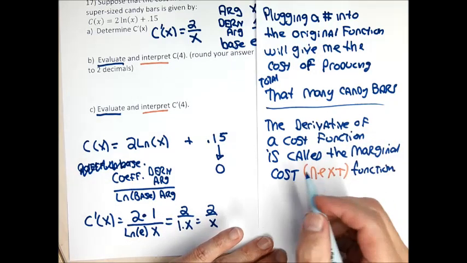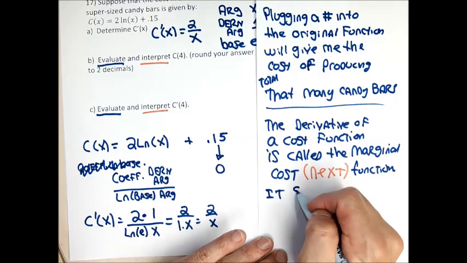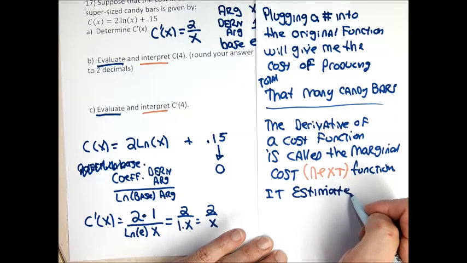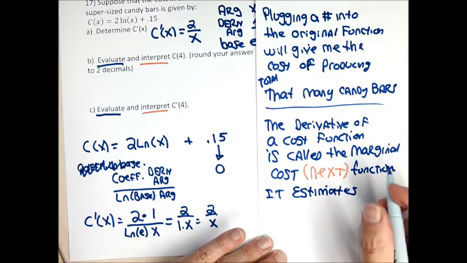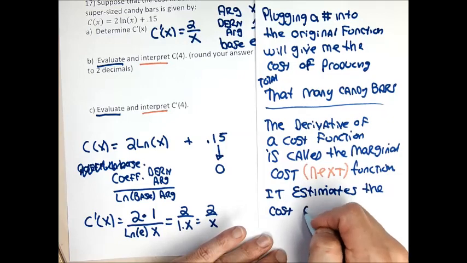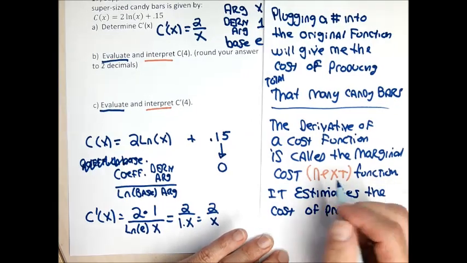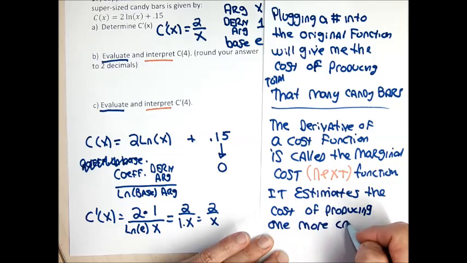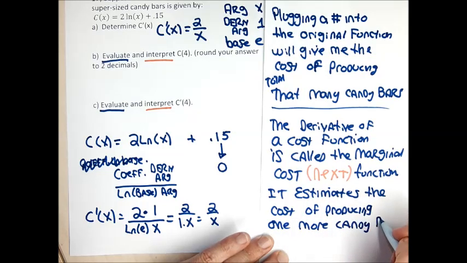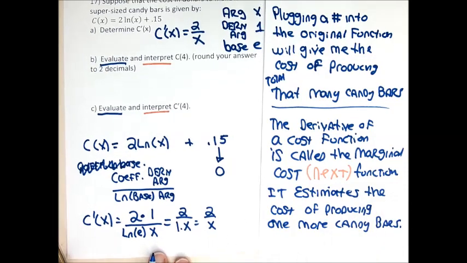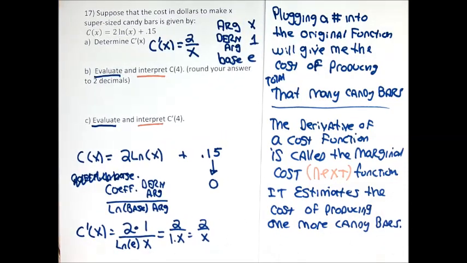and what it estimates, it's not the total cost of all the candy bars produced, it estimates the cost of producing one more, whatever you're making. In this case, candy bars. If it wasn't a candy bar function, it would be the total cost of producing hockey jerseys, I think I do often.